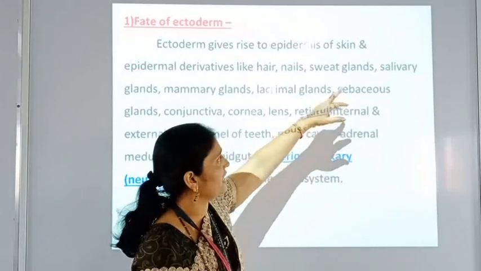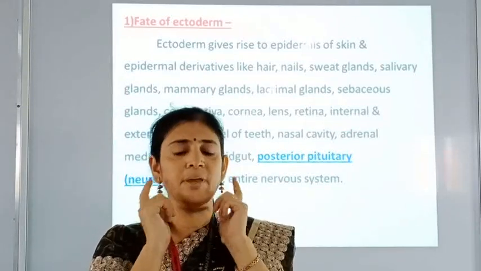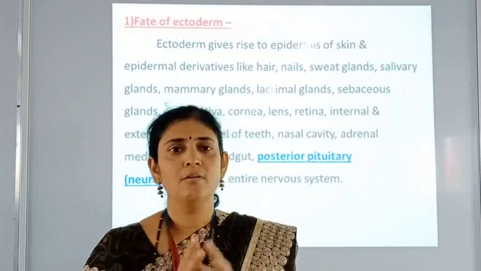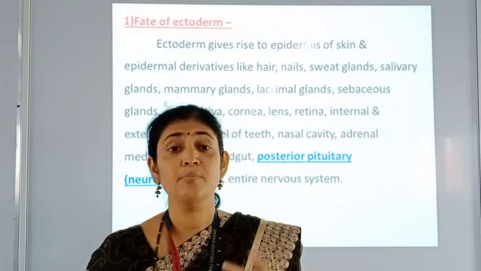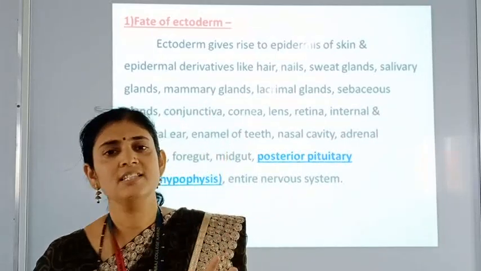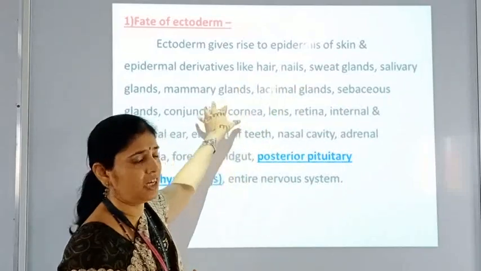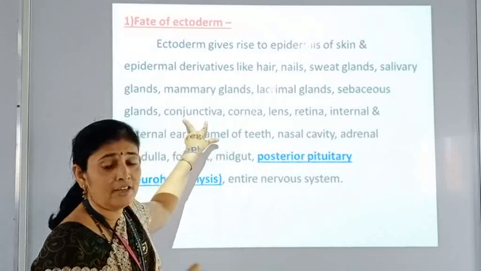Then sebaceous glands, salivary glands. The salivary glands, as you know, there are 3 pairs of salivary glands present in our mouth region, that is sublingual gland, submandibular gland and parotid gland. All these glands are also derived from this ectoderm. These are the different glands which are derived from the ectoderm. Now the next part here रिलेटेड टू आवर आय.